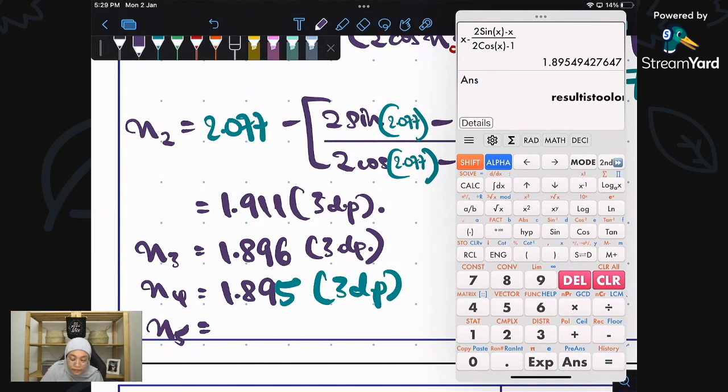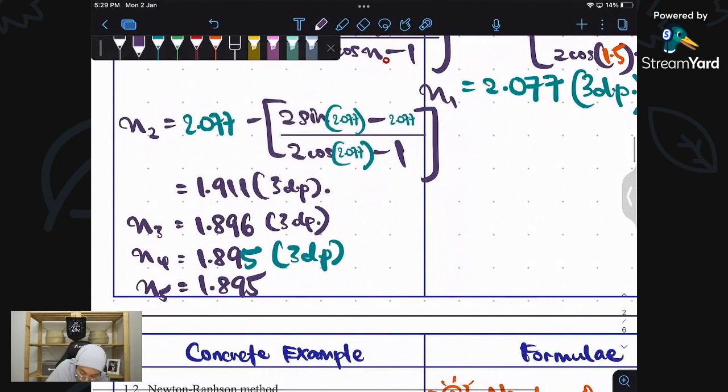Oh dear. Calculator ni tak membantu saya lah. Tapi kalau you pakai calculator you all, it is actually 1.895 also. Okay, untuk kali kelimanya jawapan ini, kali kelima dia juga adalah 1.895. Therefore, bila dia sudah pun sama, you berhenti, you stop it.